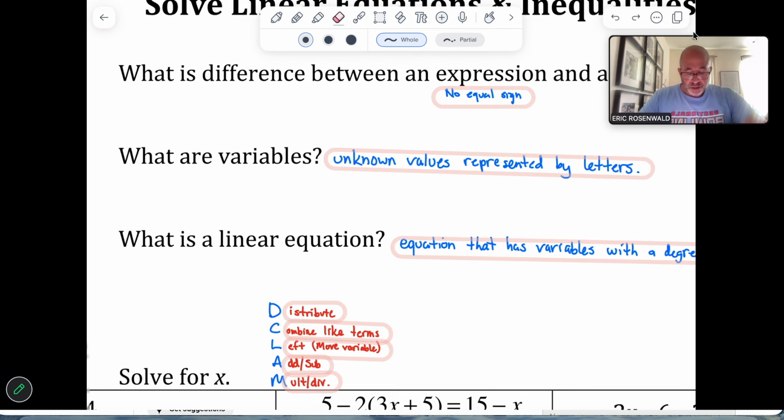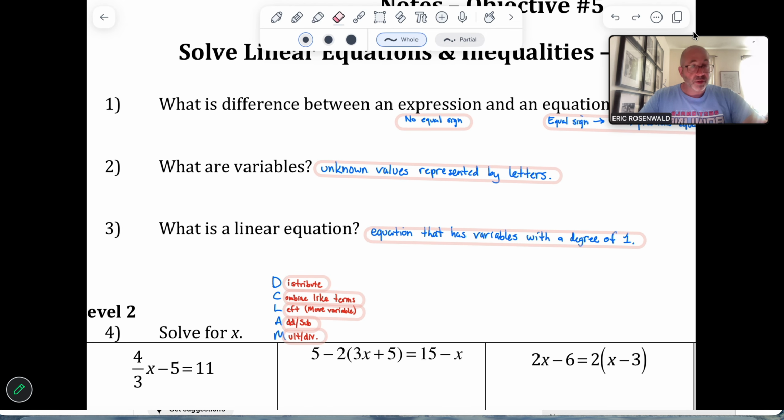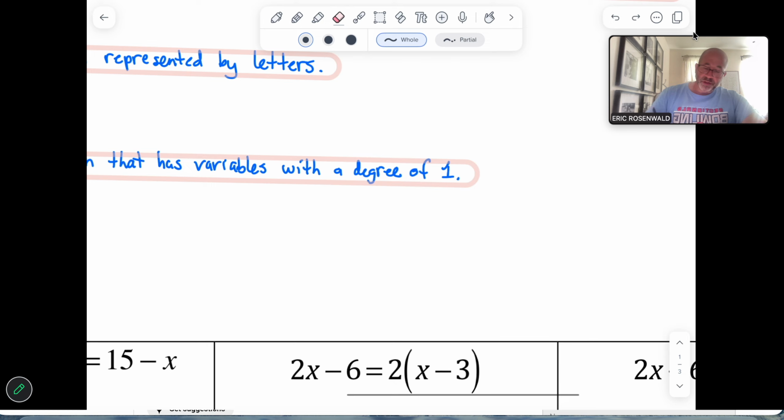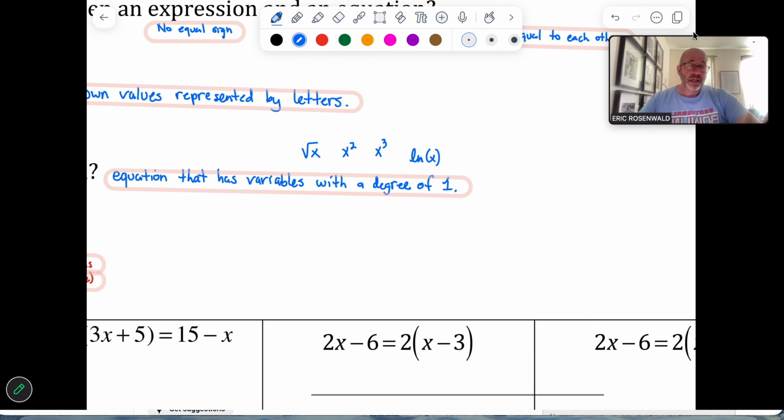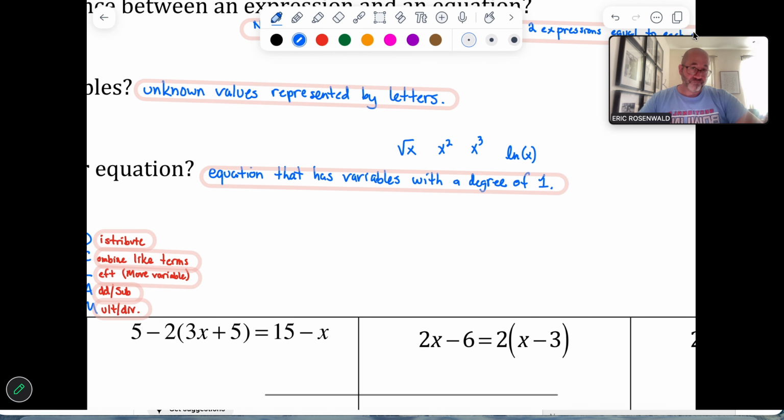A linear equation is any equation that has variables, and the highest degree that we see in it is a degree of 1. So when we look at something like square root of X, this is not going to be considered linear. X squared is not linear. X to the third is not linear, okay? Anytime we don't have a degree of 1, it's not considered linear. So natural log of X, okay? This is an operation attached to the X. These are examples where it's not linear, okay?